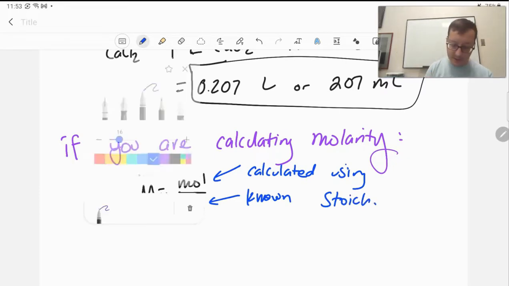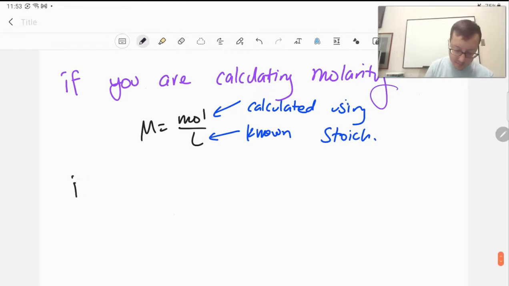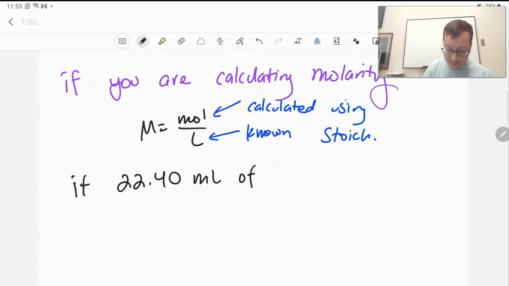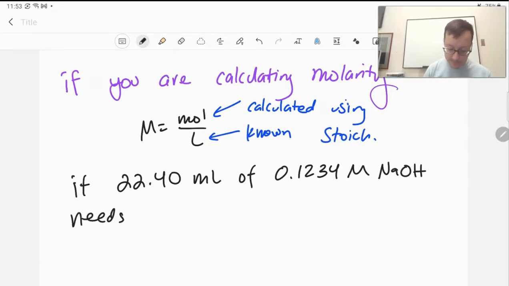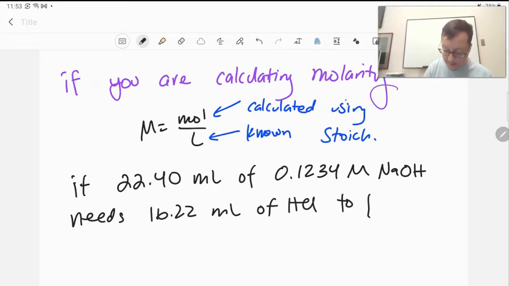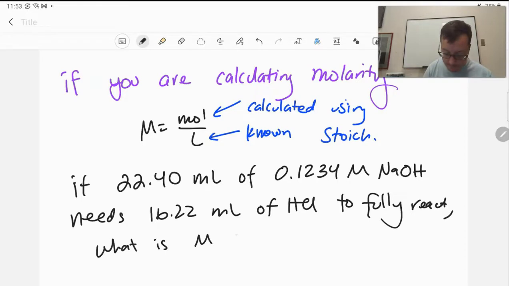So for example, I'm just going to give us some data. If 22.40 milliliters of 0.1234 molar NaOH needs 16.22 milliliters of HCl to fully react, what is the molarity of the HCl? That's the context of this. And this is, again, a very common experiment in chemistry, to find the unknown concentration of whatever you're looking for.